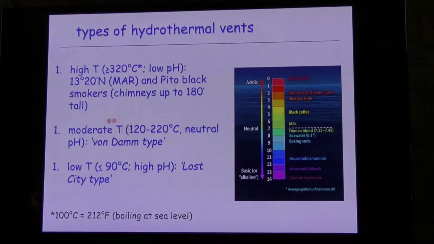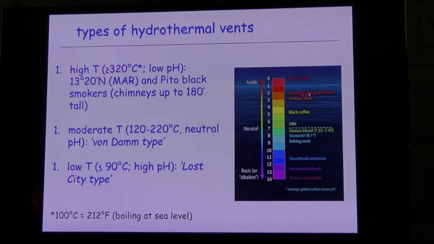Then we have moderate temperature, what we call Van Dam type. That's named after Karen Van Dam, who was a vent geochemist who died at a young age of breast cancer, actually. And so we have named them after her. And they're at 120 to about 220 degrees C, and they're neutral pH, okay? And then finally, we have these low temperature. So far, we've only really found one of these, Lost City type, and they're carbonate chimneys, and they're associated with high pHs, okay?